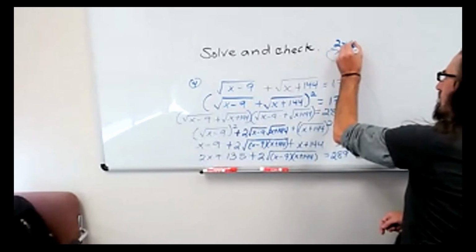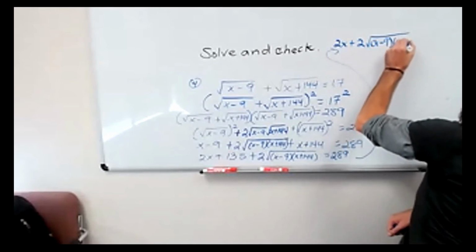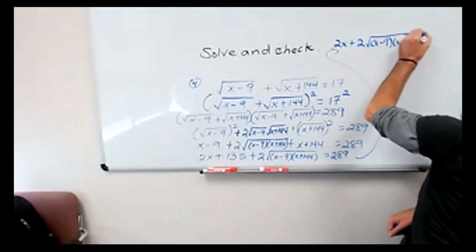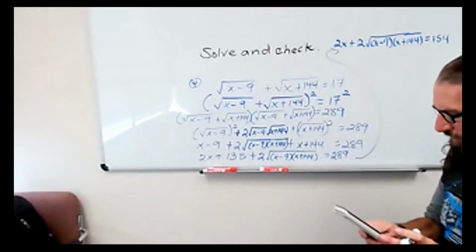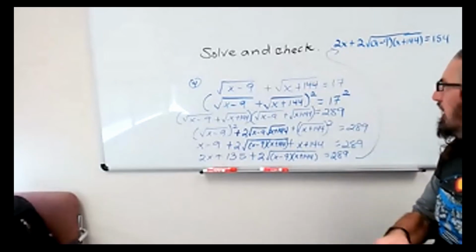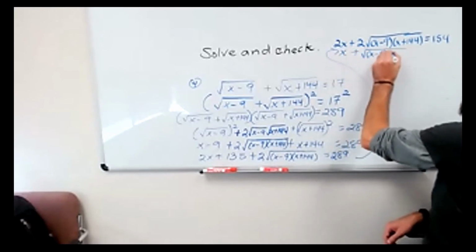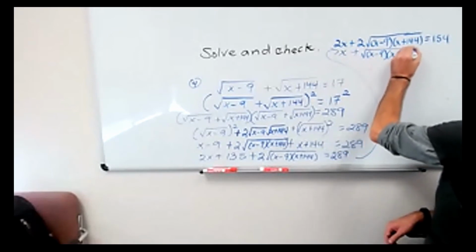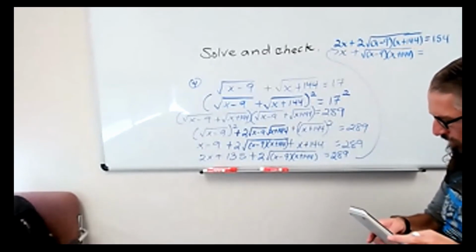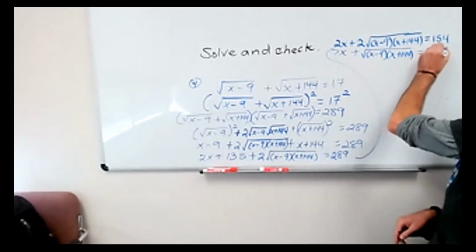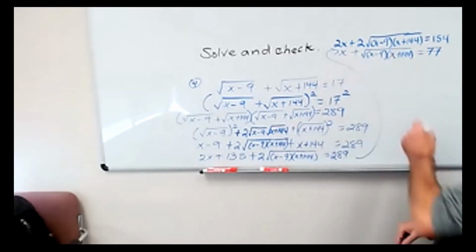Two x plus two times the messy square root equals 154. Everything is even, so I'm going to divide all of those coefficients that are outside of the square root by 2. And 154 divided by 2, I believe it's 76. Nope, it's 77. Well, at least there's one square root now, whereas there were two. I'm going to subtract the x that's outside.